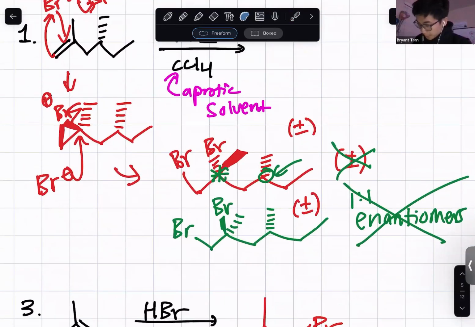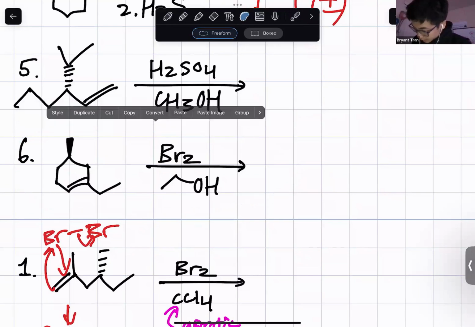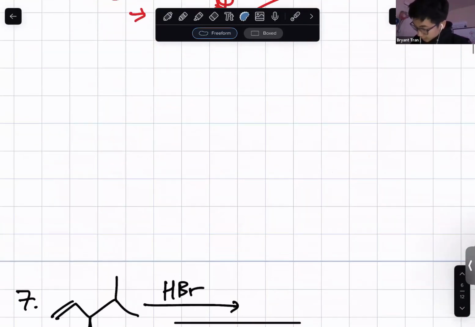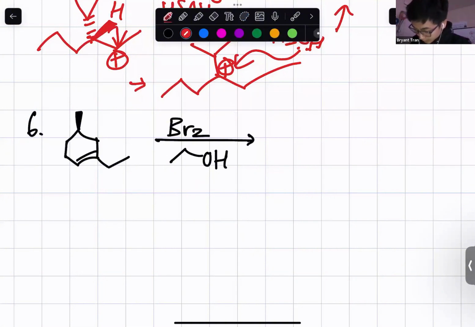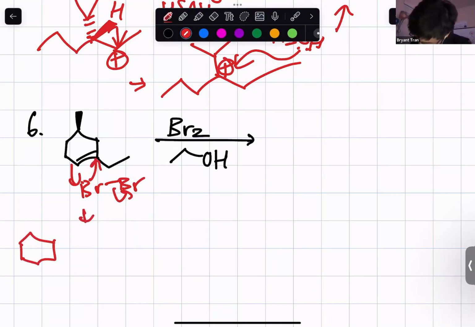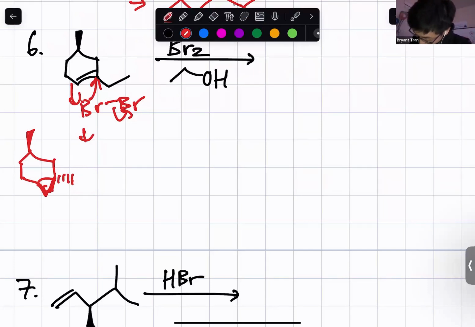Now let's do the next one, number 6. Okay. So number 6 here is going to be the same first steps as the one we did previously. Br, form the bromonium ion ring. Let's make them both wedges. If I make them both wedges, this ethyl group here is forced to become a dash. Bromine with a positive charge.